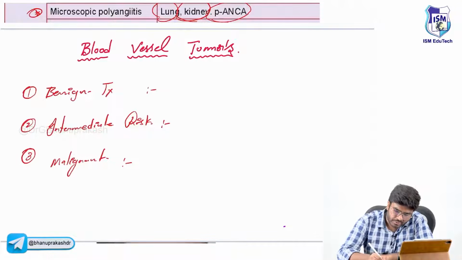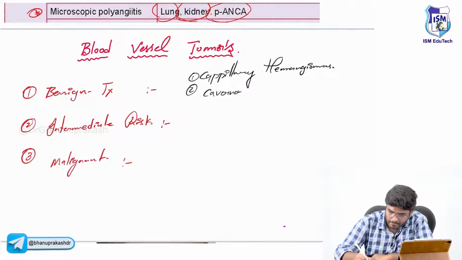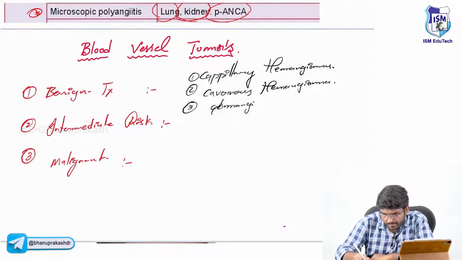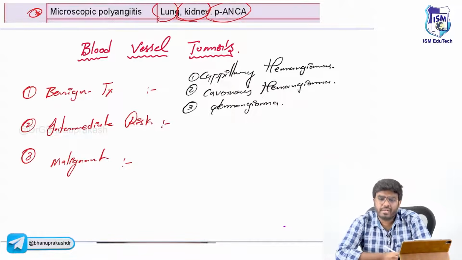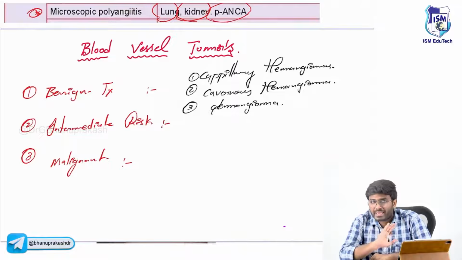Now what are the benign tumors that you need to know? First one is capillary hemangioma. Second one is cavernous hemangioma. And third one, glomangioma. So there are 3 types of benign tumors: capillary hemangiomas, cavernous hemangiomas and glomangiomas. All these are benign tumors. They are not cancers.